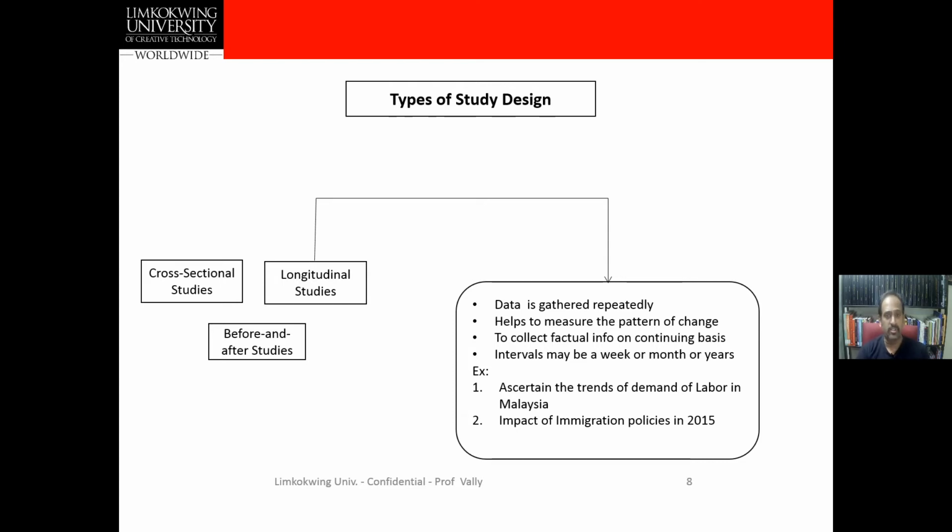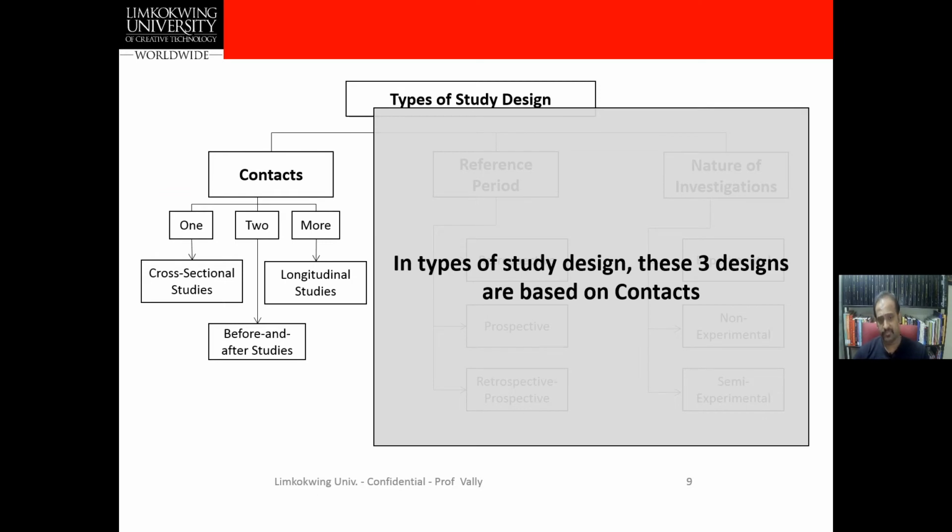So it's called longitudinal. The second example given here is the impact of immigration policies in Malaysia in 2015. If I have to comment about 2015 immigration policies, I should know about 2014, 2013 and also 2016. So the pre and post are very important. Only if I know this can I do research on this topic. So consistently doing this is called longitudinal studies. So these all come under context.